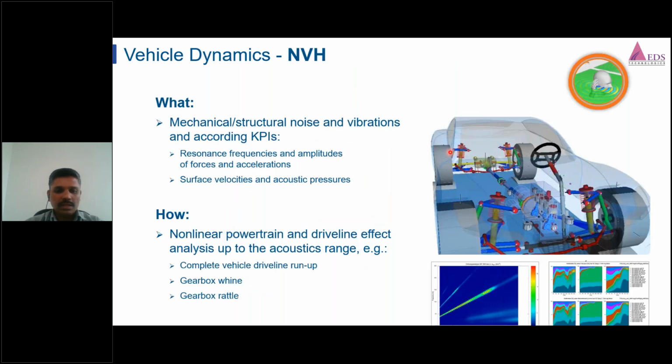So NVH means mechanical structural noise and vibrations of the vehicle, and they have corresponding KPIs. For instance, there are resonance frequencies and amplitudes of forces and accelerations, and we can also determine surface velocities or assess the acoustic pressure. And how is this done? It's basically doing the nonlinear powertrain and driveline effect analysis up to the acoustic range.